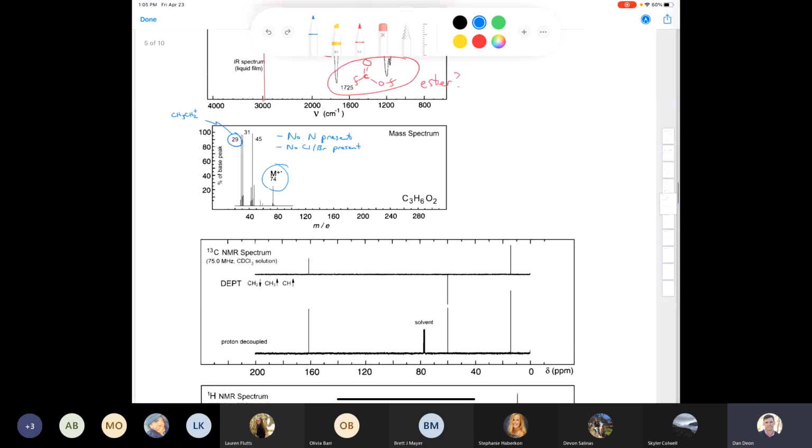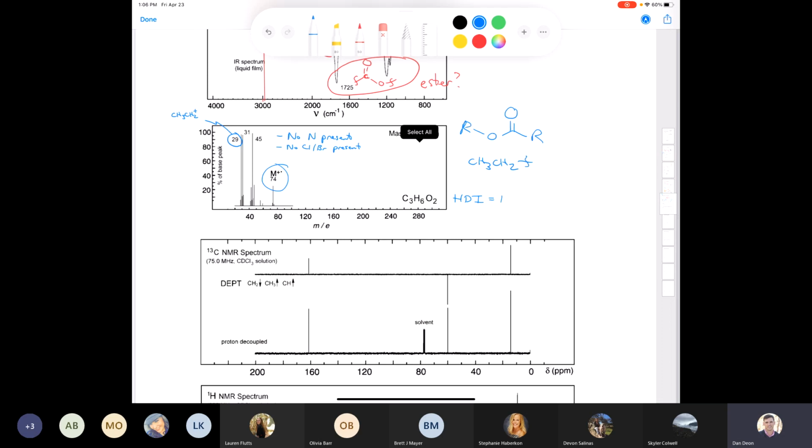Anyhow, let's go back to our molecular formula, C3H6O2. We calculate the HDI. It's equal to 1. So that means if we have an ester in our molecule, and we have an ethyl group, CH3, CH2, right? We have an ethyl group somewhere in our molecule.